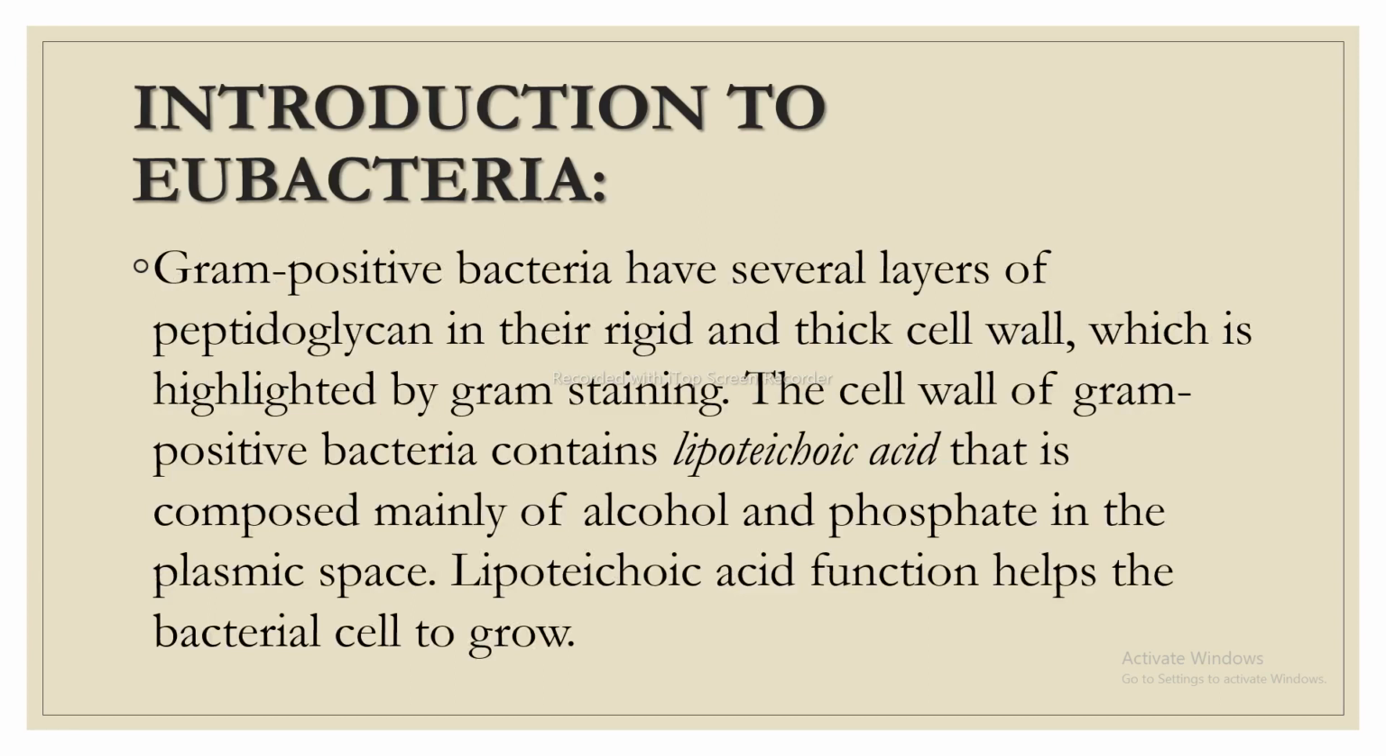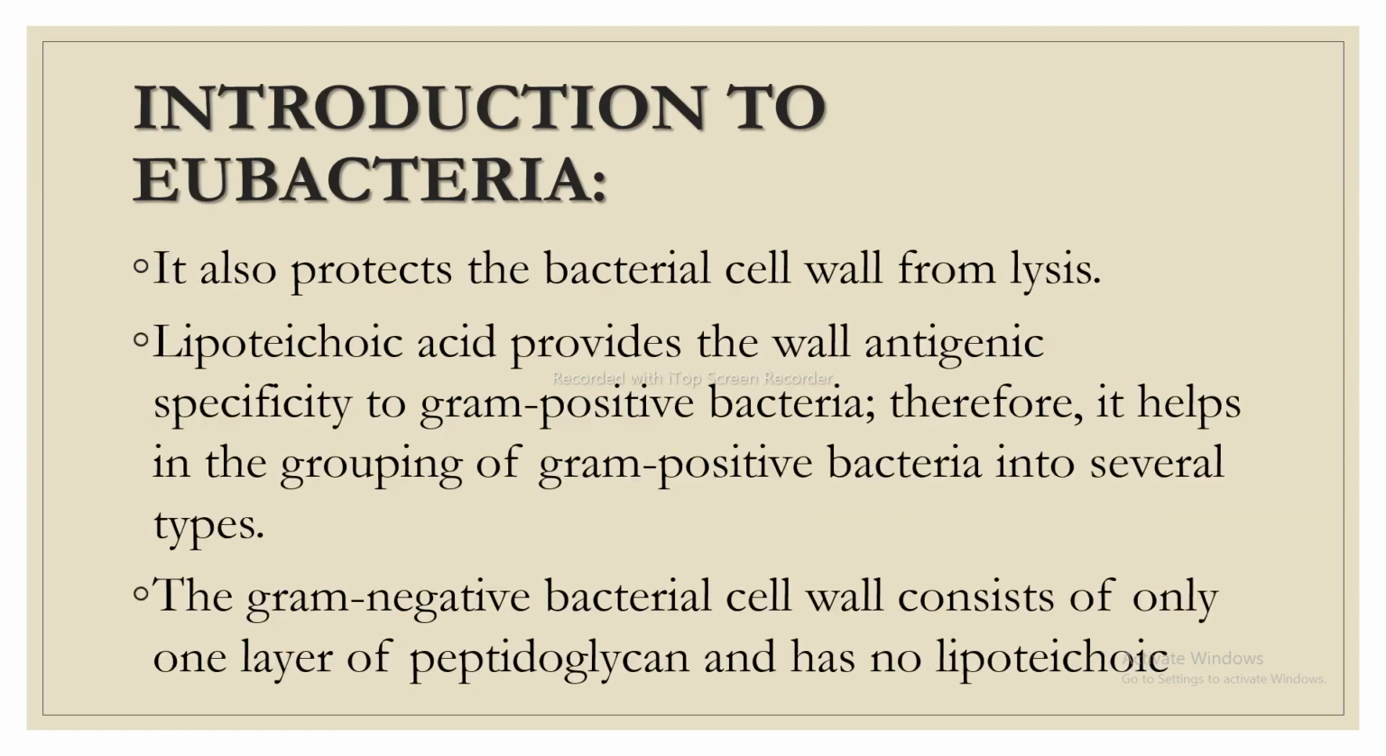Gram positive bacteria have several layers of peptidoglycan in their rigid and thick cell wall, which is highlighted by gram staining. The cell wall of gram-positive bacteria contains the lipoteichoic acid that is composed mainly of alcohol and phosphate in the periplasmic space. So lipoteichoic acid function helps the bacterial cell to grow.